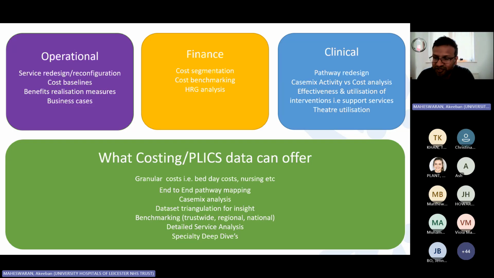PLIX stands for Patient Level Costing Information Systems. So it's basically the software program that drives the costing system. That's basically what PLIX is. Okay, Viola.